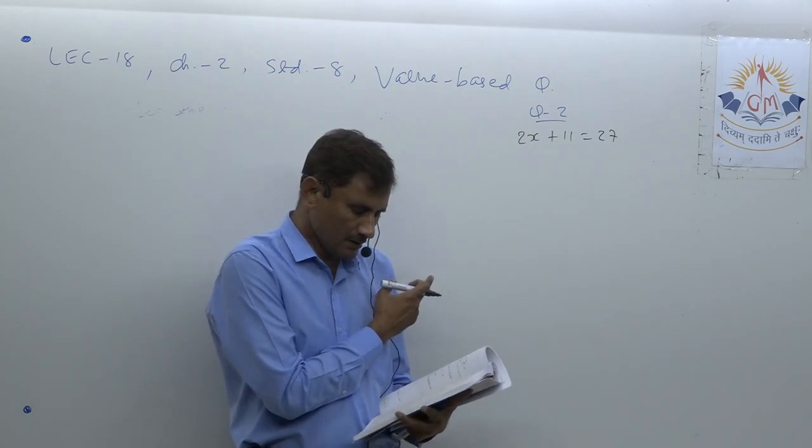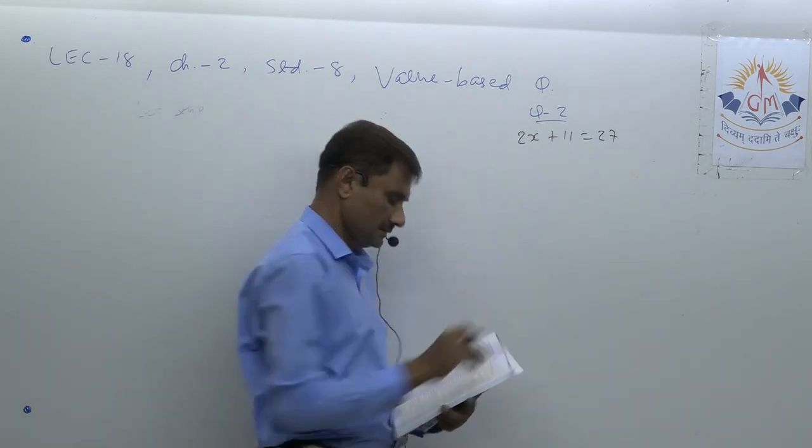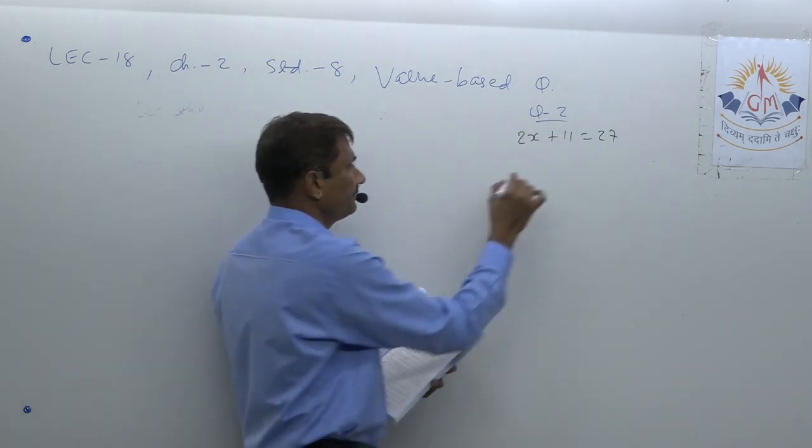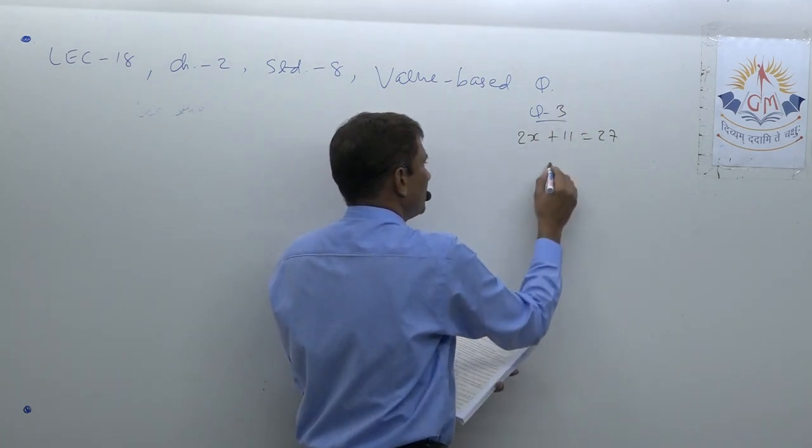Okay, double and 11 added. So it becomes 27. Sorry, it was question 3. Now 4.